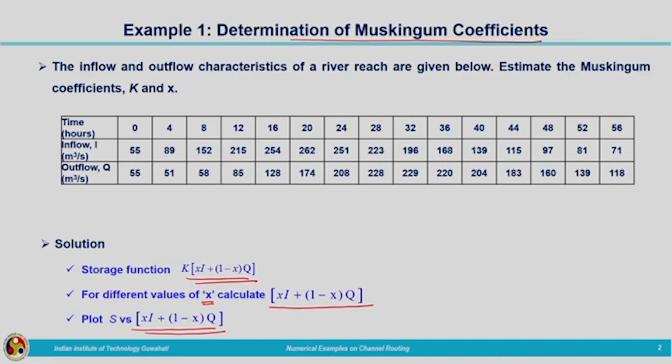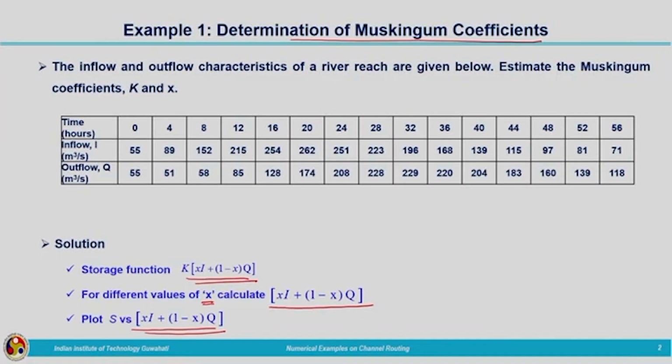After calculating the storage and this quantity xI plus (1 minus x)Q, we will plot a graph of S versus xI plus (1 minus x)Q. After that, we fit a straight line to the data points. The graph which is closest to that straight line is considered the proper one, and the value of x corresponding to that particular graph is taken as the actual x value for the given data.